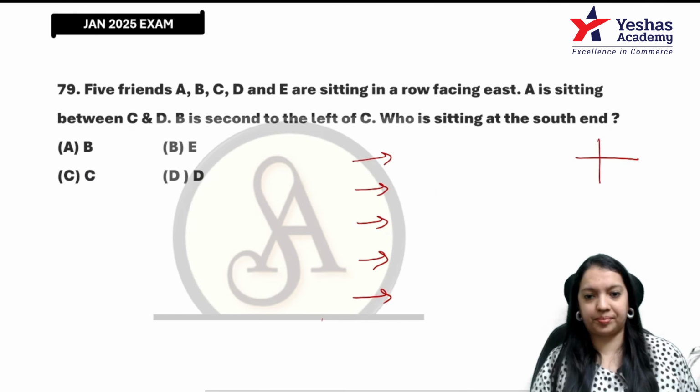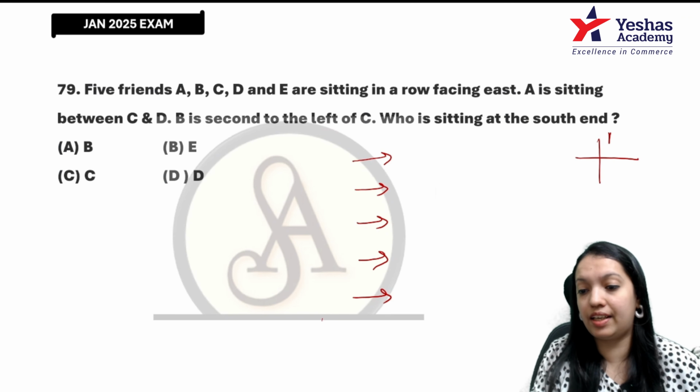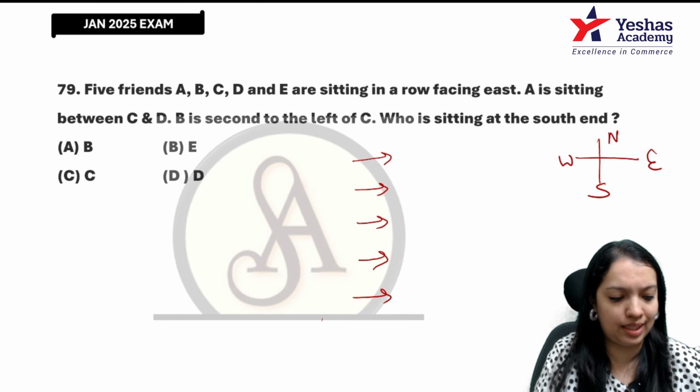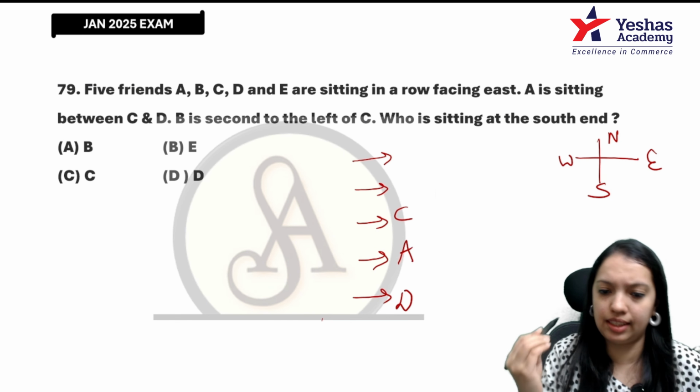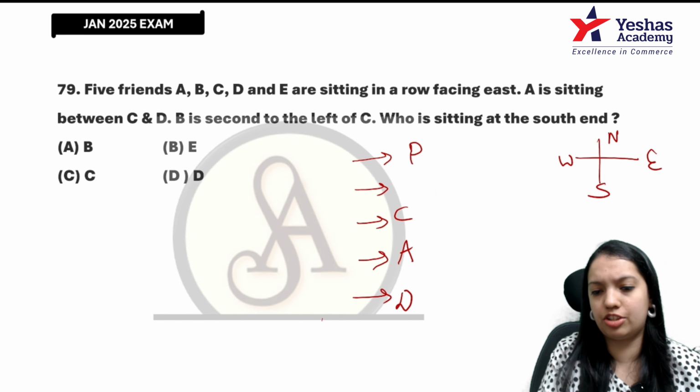Next, 5 friends A, B, C, D, E are sitting in a row facing east direction, north, east, southwest. Everyone is facing east. A is sitting between C and D. B is second to the left. Left side means towards north direction.